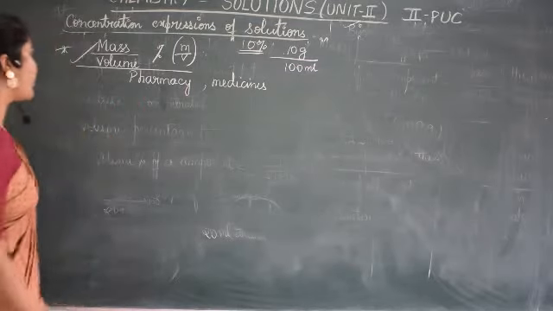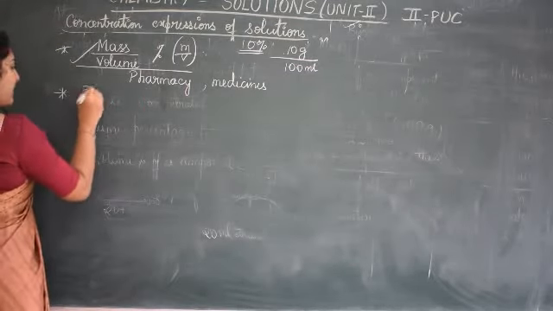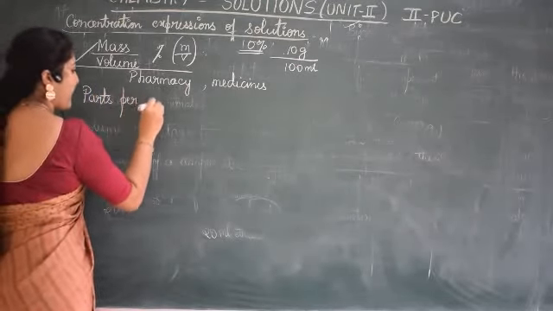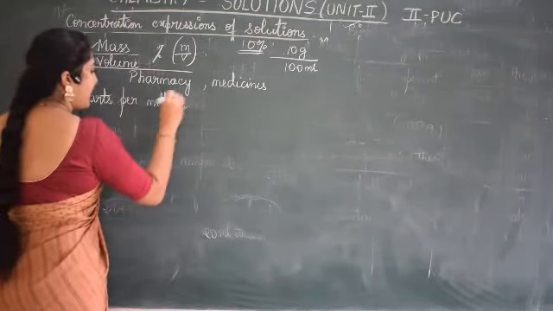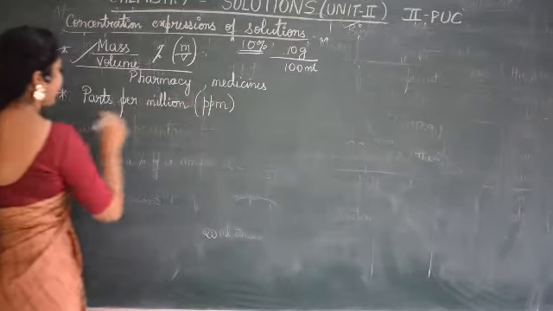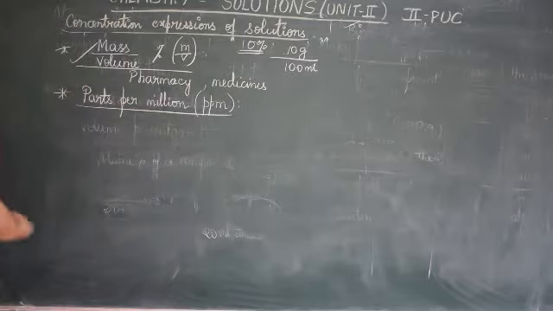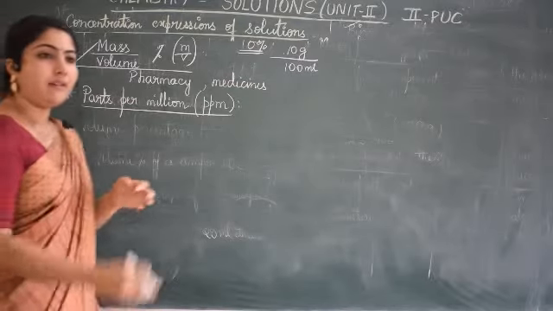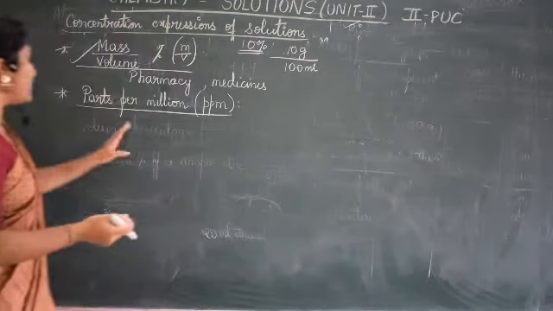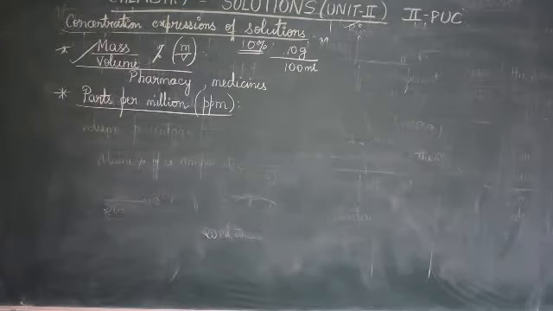There it is used. Next is parts per million. Parts per million, or in short we call it ppm. Parts per million means one part in a million parts. Like that it means. So how do you define parts per million?